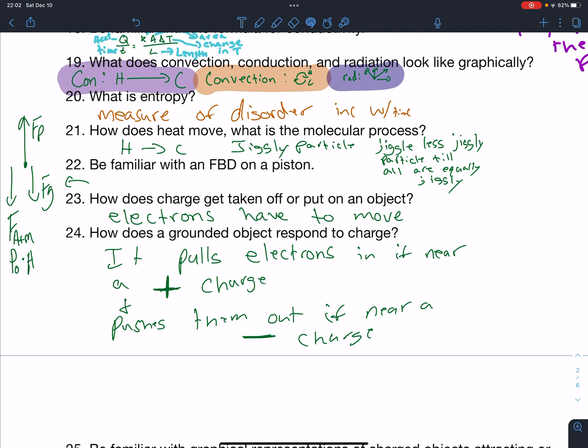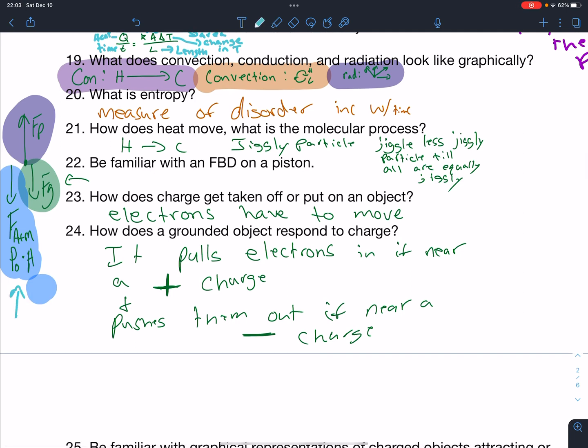Be familiar with the FBD on a piston. The key thing to remember on a piston, this is something that you probably would forget if we didn't talk about it. You have a force upward from pressure that's caused by the gas. You have a force downward from gravity, the weight of the piston. And then you finally have the force of atmospheric pressure on the piston. You can't forget that one. That's the one that we always forget, or at least I always forget. Remember, if you're trying to find force for a piston, force equals pressure times area. So that also might be useful to know for both this guy and for this guy.